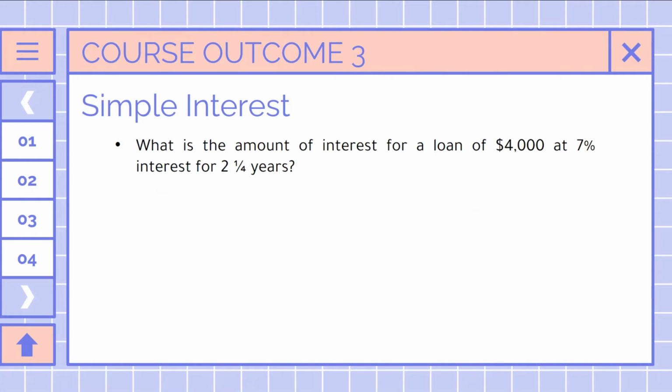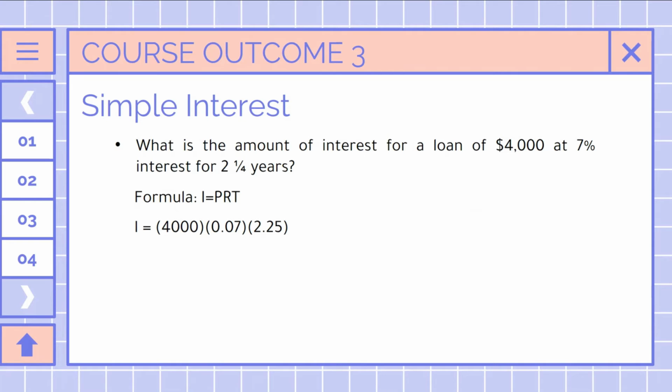Now let us proceed in solving simple interest. What is the amount of interest for a loan of $4,000 at 7% interest for 2 and 1/4 years? So let us use this formula. Interest is equal to principal times rate times time. So let us substitute the given variables. So 4,000 is the principal, and then 0.07 is the rate.